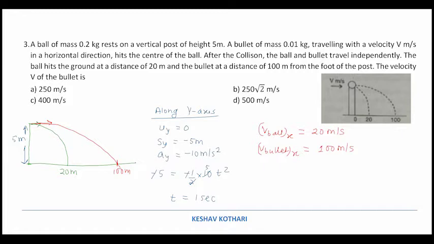Now the question is asking that the ball, which was initially at rest, is hit by a bullet. So now what we are going to do is apply momentum conservation. So let us apply momentum conservation. We are saying that the initial momentum along x-axis is equal to the final momentum along x-axis. The initial momentum along x-axis is due to the bullet. So the mass of the bullet is equal to 0.01 kg, which is moving with a velocity v.